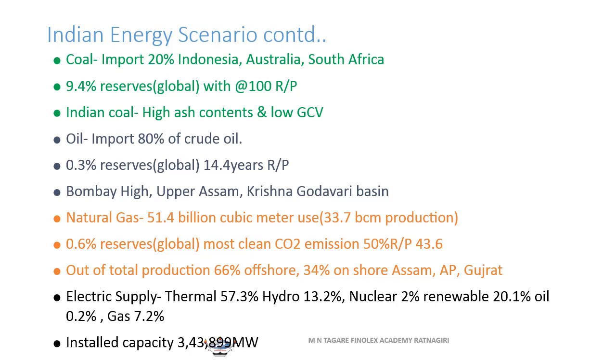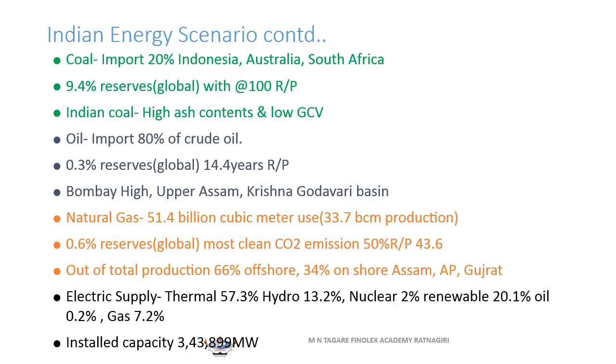Then hydropower plant, it is 13.2%. Nuclear power plant, it is 2%. And renewable, there is a huge growth in recent years in this renewable. It is 20.1%. Oil is just 0.2% and gas is 7.2%. So this is the percentage in electricity generation of different plants.